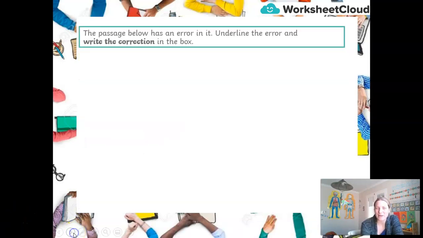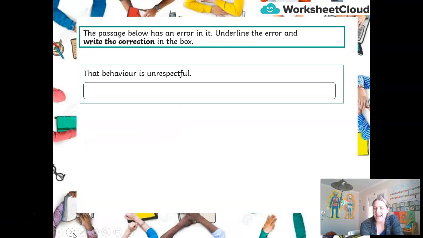Okay, how about this one? The passage below has an error. Underline the error and write the correction in the box. That behaviour is unrespectful.